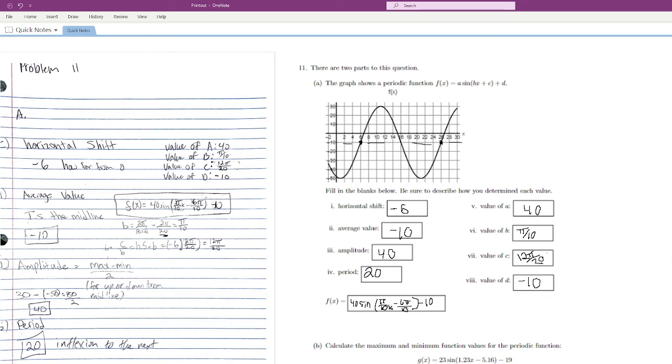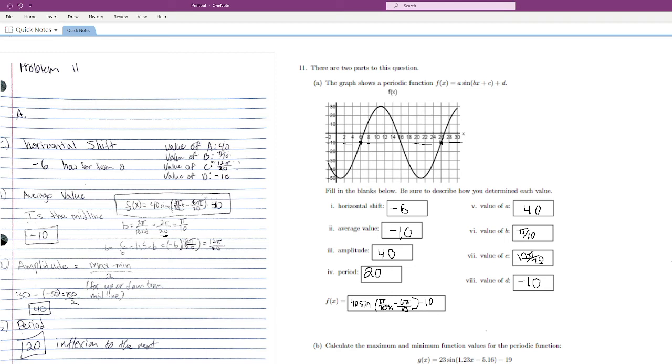And then obviously our average value, or the vertical shift, is -10, and amplitude being 40, pretty self-explanatory, which gives us our final of 40 sine of pi over 10 x minus 6 pi over 10, -10. And that's our solution here.